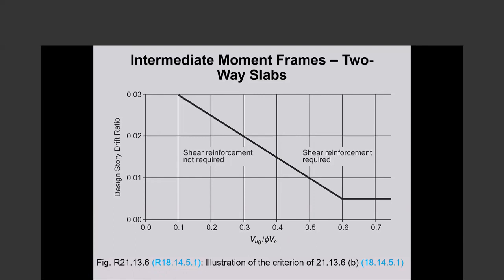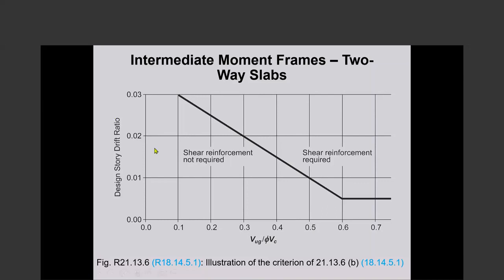The design story drift, I think we went into yesterday. The deflection at the top of a story minus the deflection at the bottom of the same story under the design earthquake forces, the earthquake forces that are prescribed by ASCE 7 and BNBC 2020. Now, that is design story drift. When we say design story drift ratio, it is the design story drift divided by the story height.